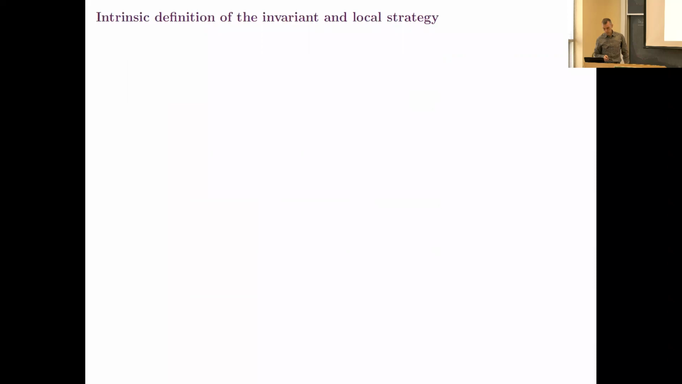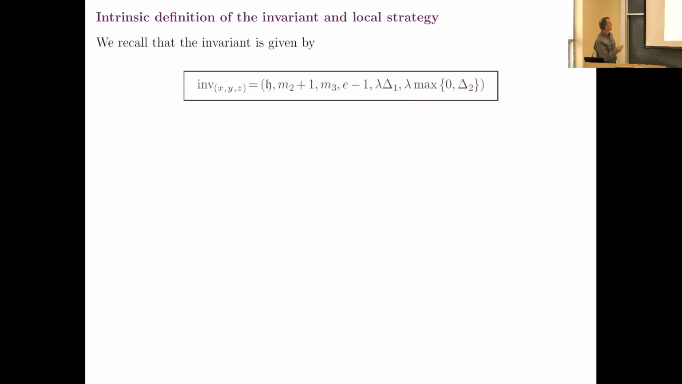Now, most importantly, the use of these adapted coordinate systems, these stable coordinate systems, is that they allow us to define an intrinsic invariant and an intrinsic strategy of blowing up, which will not depend on any choice, except for the global objectives which are given at the beginning. So I recall that the invariant is given by this six-tuple of natural numbers, which depend strongly in principle on the coordinates x, y, and z.